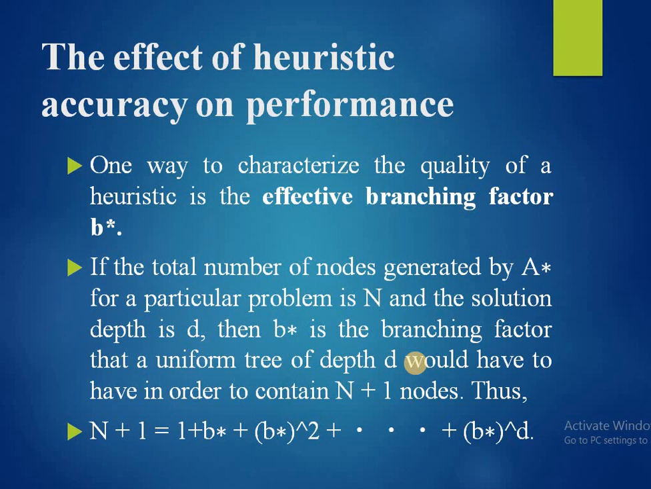Thus N + 1 is equal to 1 + b* + (b*)^2 + (b*)^3 up to (b*)^d. So what is b here? b star is the branching factor and d is the solution depth. And what is N here? N is the number of nodes generated for the particular problem.